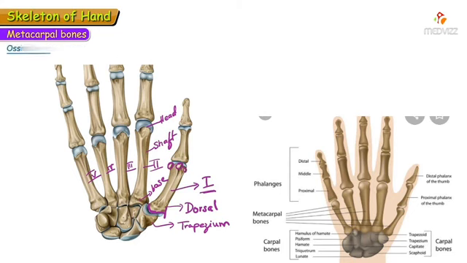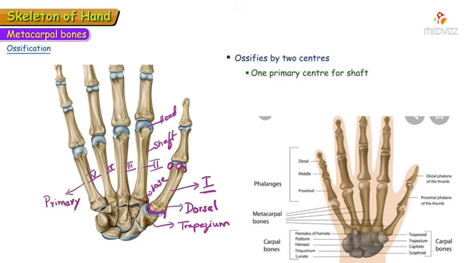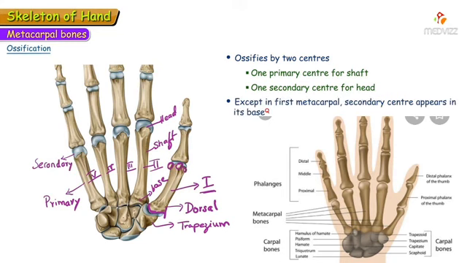Let's see about the ossification of these metacarpals. Each metacarpal ossifies by 2 centers, one primary center which appears for the shaft. For the shaft it appears before birth, so it is the primary center, and one secondary center for the head. Except the first metacarpal, where the secondary center appears in its base. Only for the first metacarpal, the secondary center appears for the base.